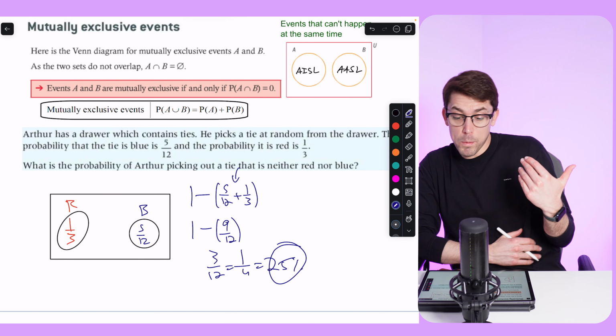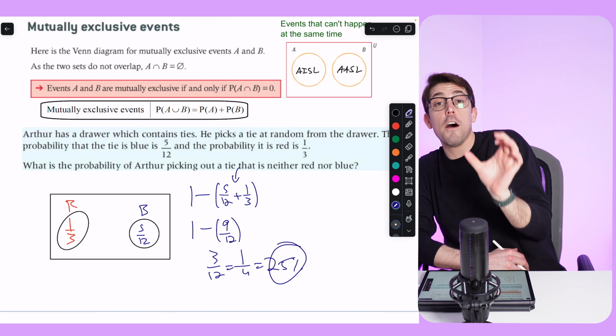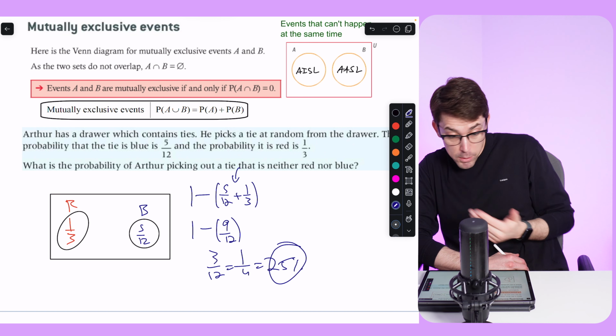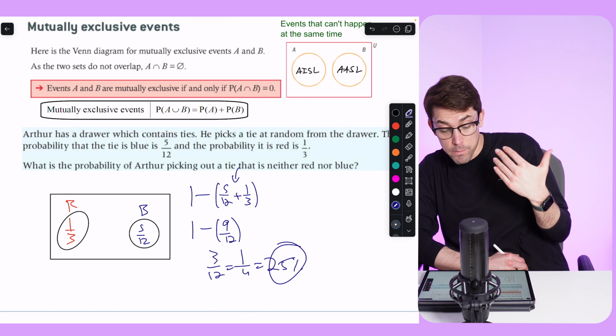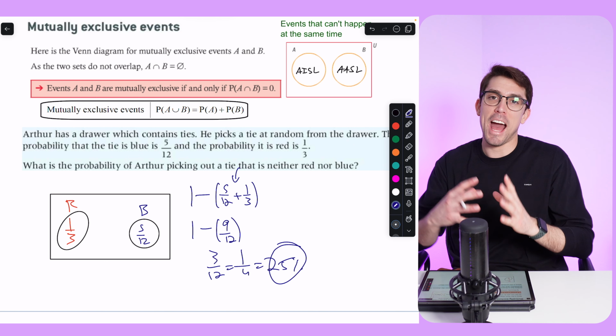So again, we can use what we learned before in terms of subtracting the probability of something happening from 1 to get the probability of it not happening. And we can still use our Venn diagrams to show really important pieces of information, even if they are mutually exclusive and they have no overlap.